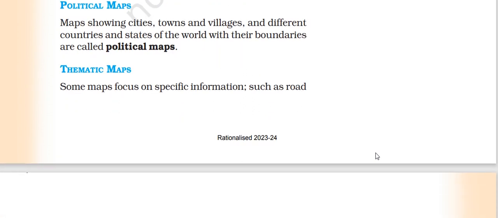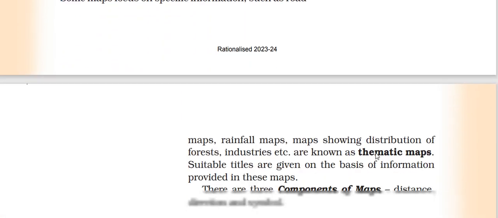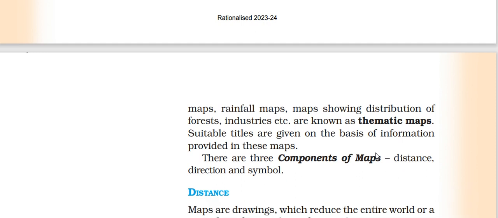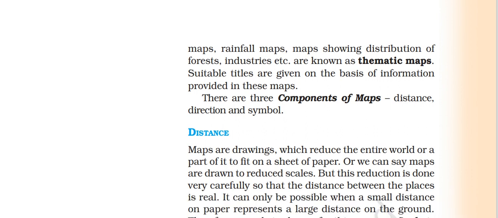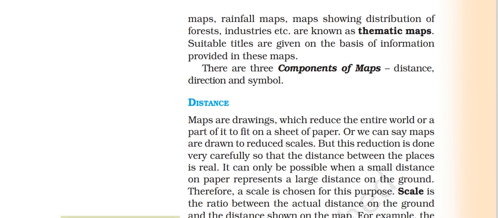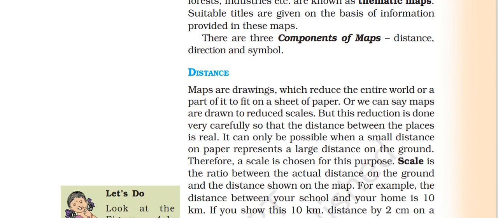Some maps focus on specific information, such as road maps, or rainfall maps showing the distribution of forests. These are called thematic maps, and suitable titles are given on the basis of the information provided. There are three components of a map: distance, direction and symbol. Maps are like drawings which reduce the entire world or a part of it to a sheet of paper. Maps are drawn to a reduced scale, but the drawing is done very carefully so the distance between places is real.